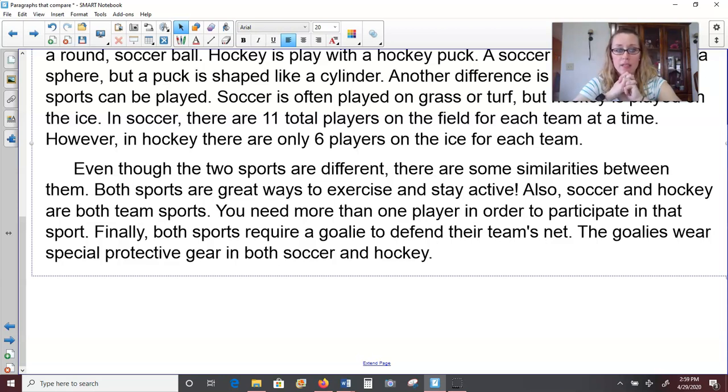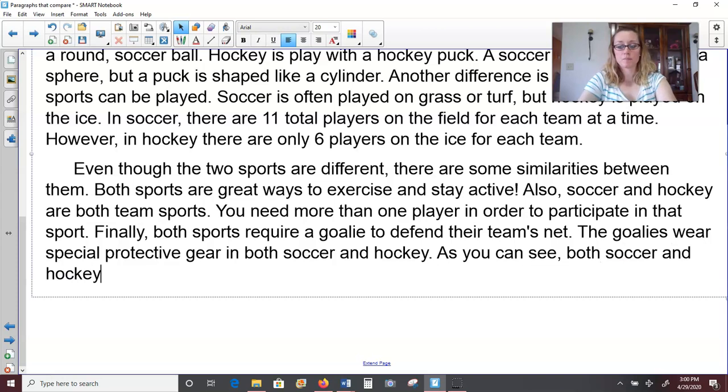And now I need an ending sentence to kind of wrap my 2 paragraphs up. So I could say something like, as you can see, both soccer and hockey are similar yet different too.